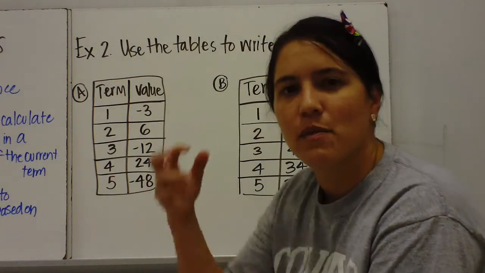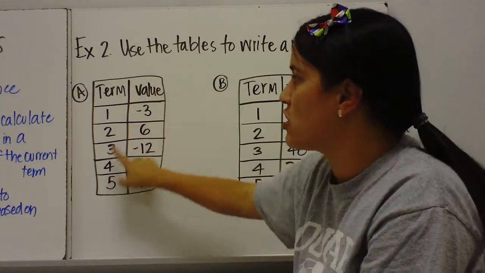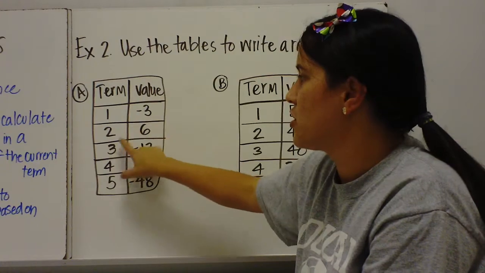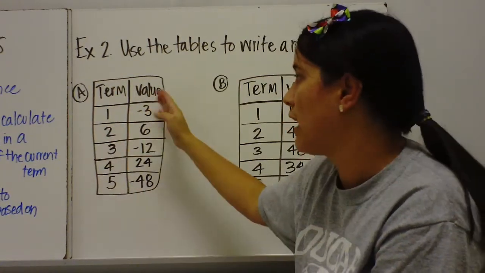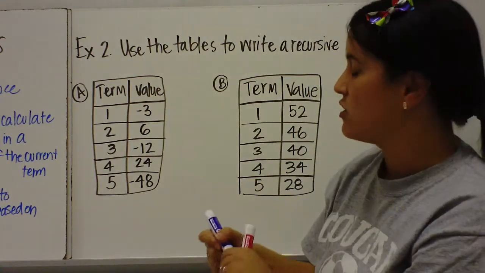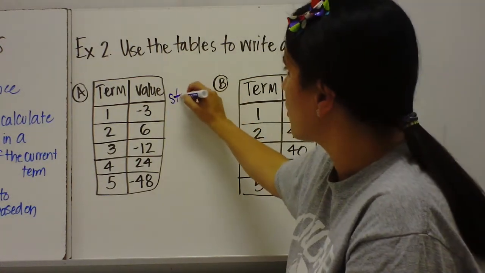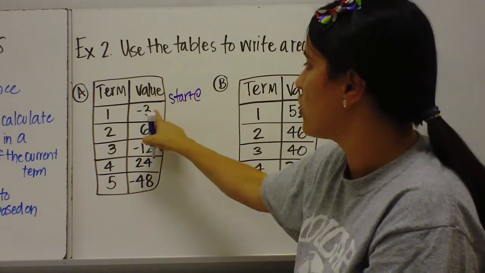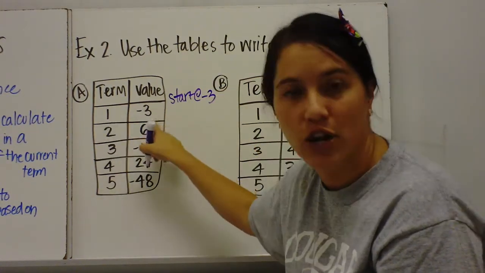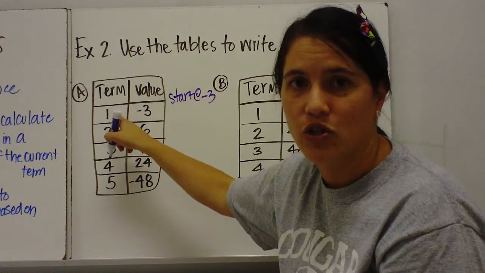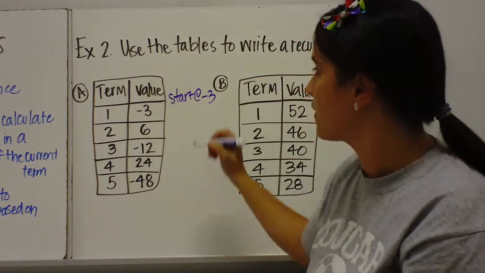It's the same thing, but looks a little different. Over here you have the term: the first term, second term, third term, fourth term, fifth term. This just helps us keep track of it, but we have to look at the value. So when we write our recursive equation, we're going to start at negative 3. That's the first starting point. It's the first term. This is not where we're starting. This is just the first term.